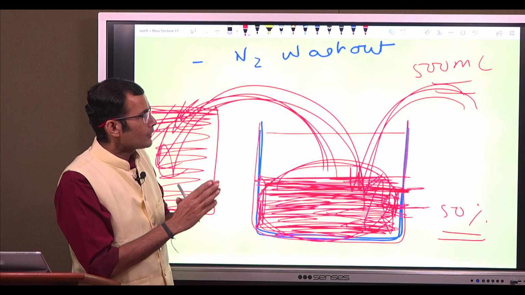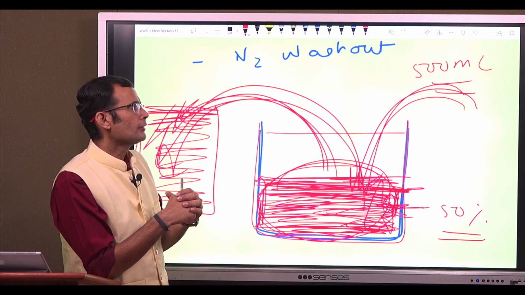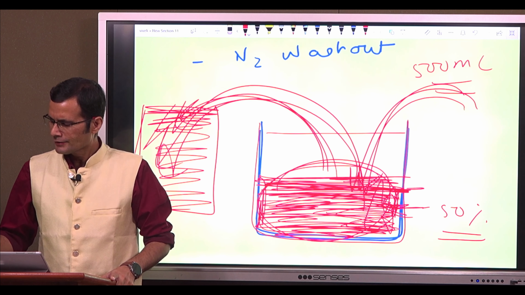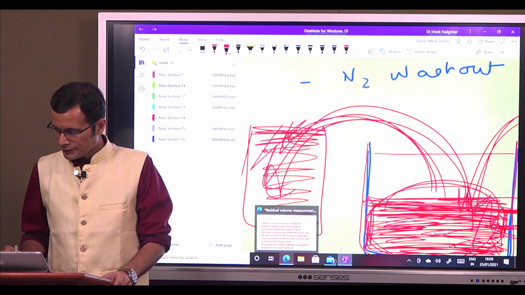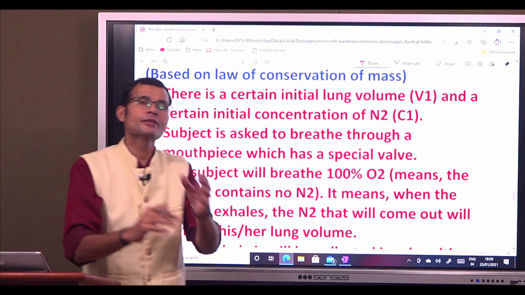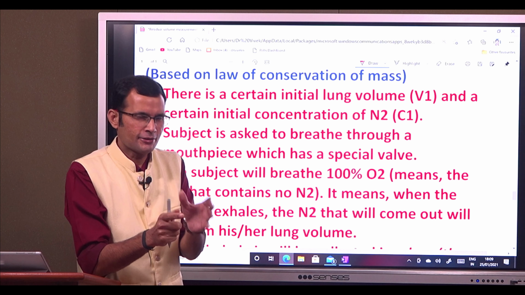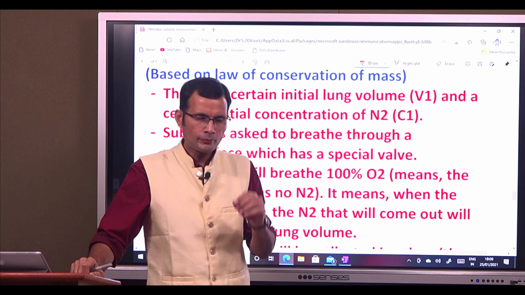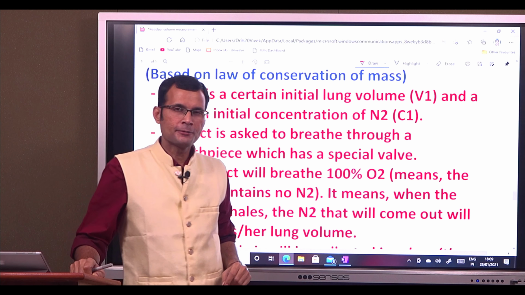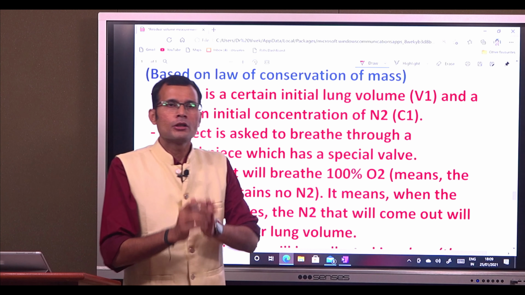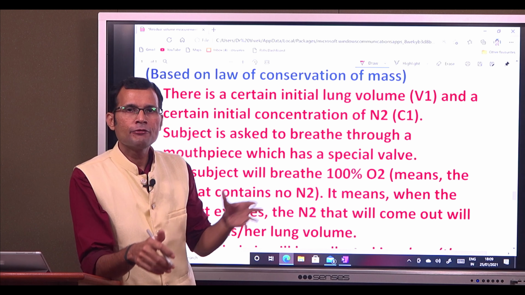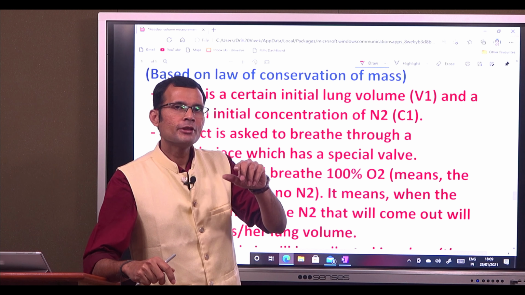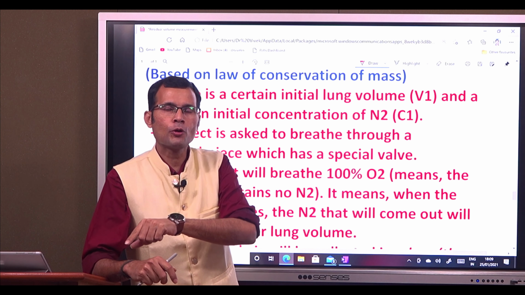Right. So that's the principle of this nitrogen washout method. Let's describe the method once again. But just one point that I want to mention at this moment, one point needs to be highlighted. Why was nitrogen selected? The nitrogen is selected for this method because nitrogen is more lipid soluble and less water soluble.